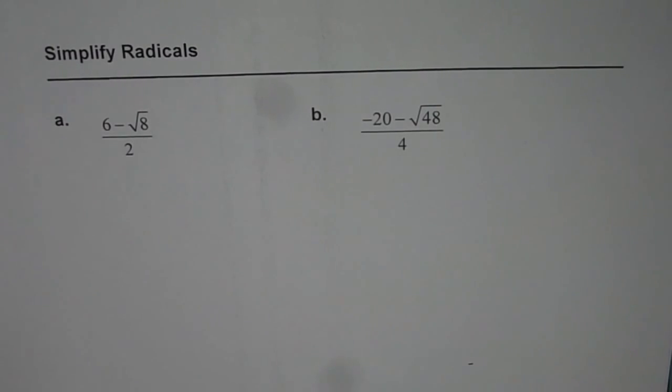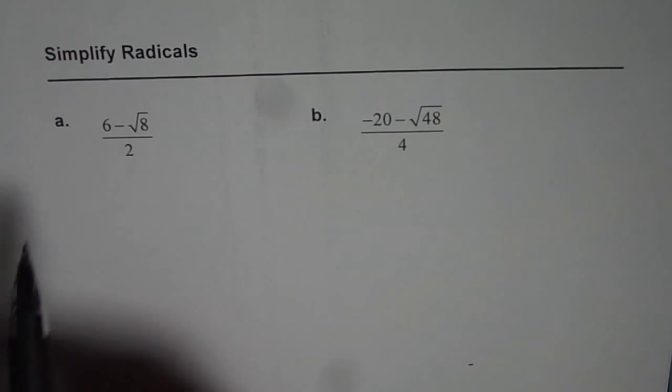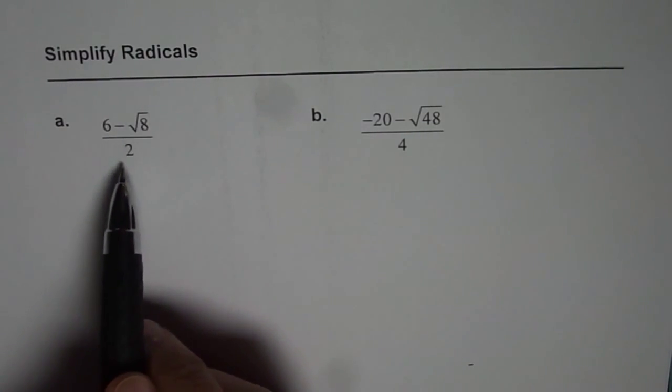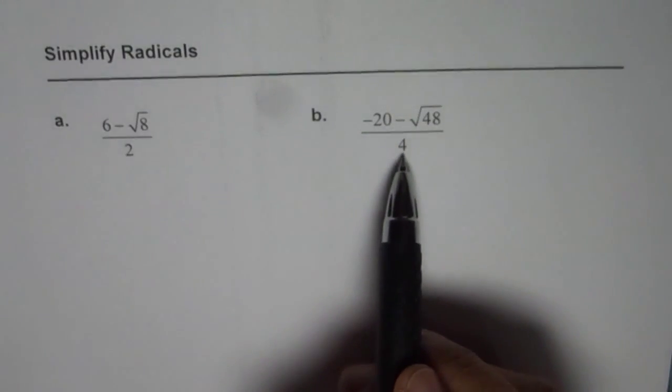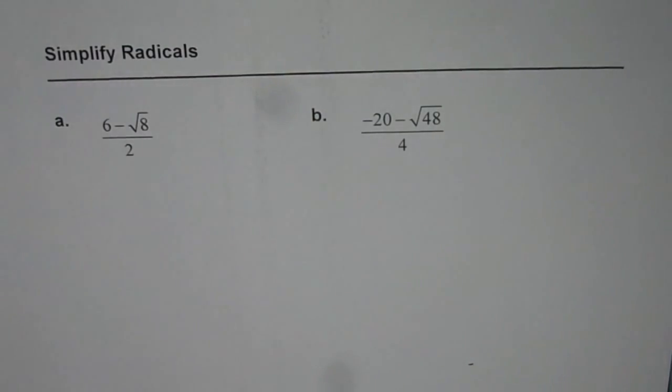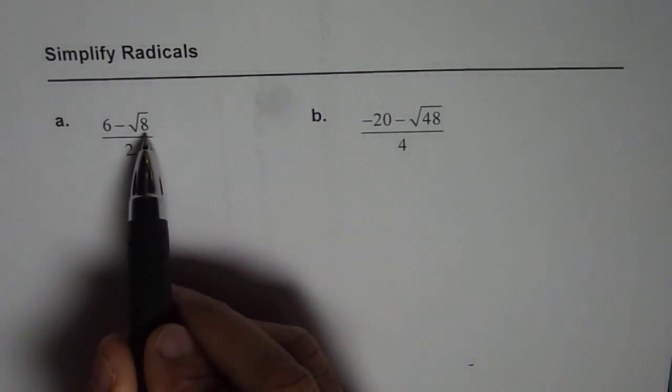I'm Anil Kumar, and in this video we'll try to understand how to simplify radicals, right? So we have two examples here. The first one is 6 minus square root of 8 divided by 2. The other one is minus 20 minus square root of 48 over 4. So the strategy here is to write the radical in the simplest form.